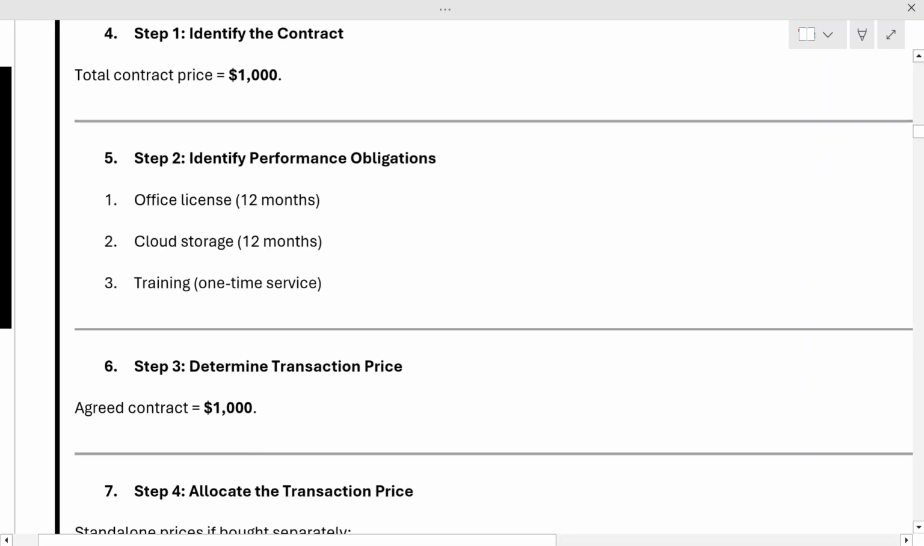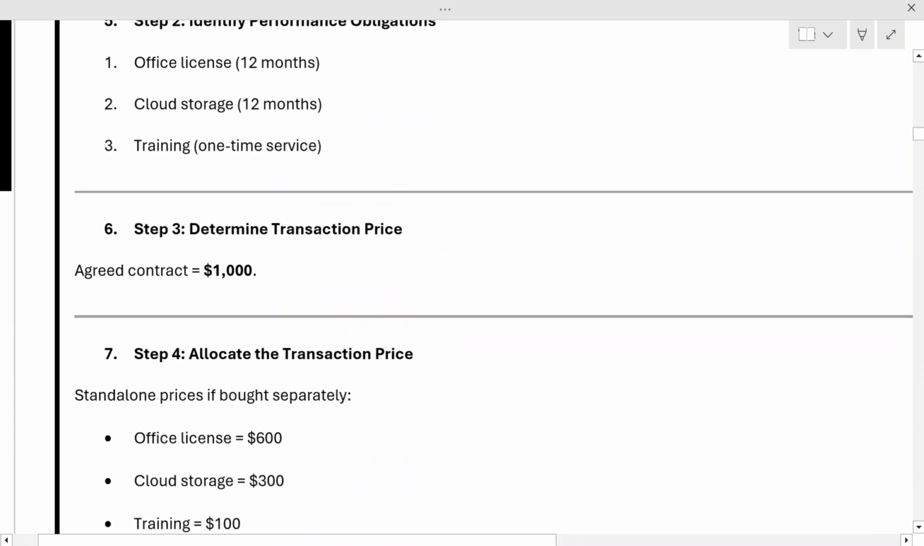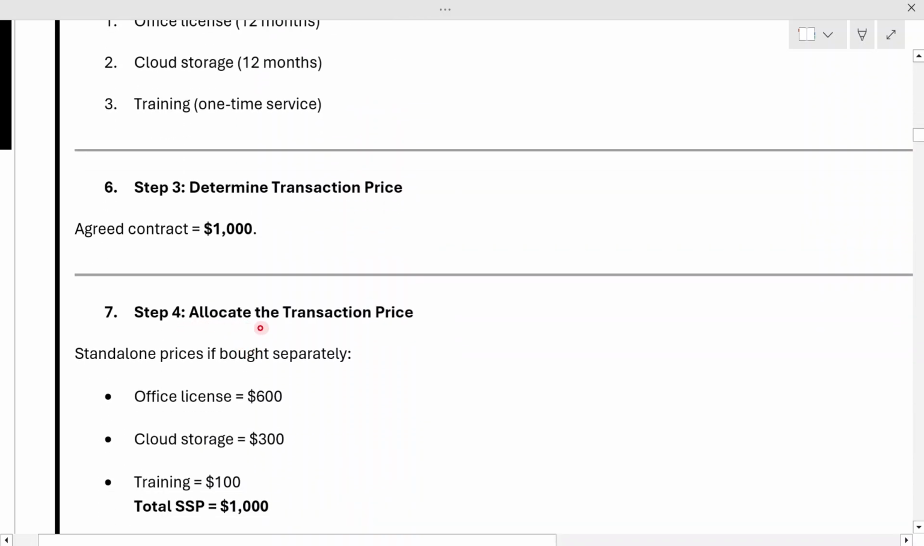Now, the next step is determining the total transaction price. Now, Microsoft is charging $1,000 for this entire bundle of service. Now, how and what are the different components within this services? You will say there are 3 different components. So, we need to allocate the transaction price between all of those components.